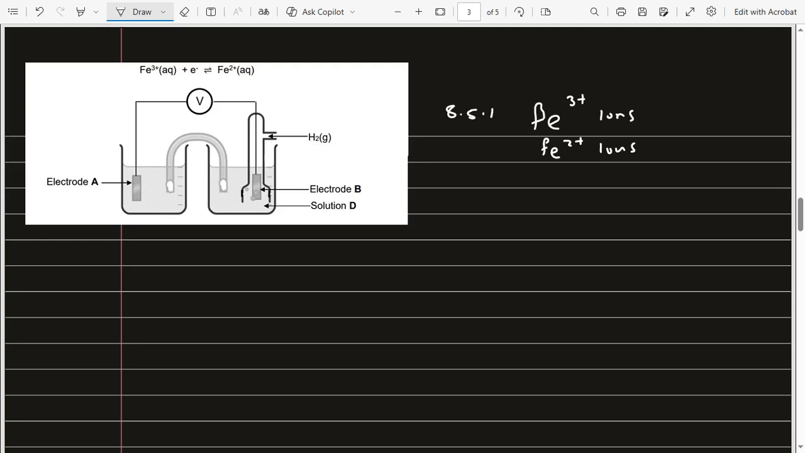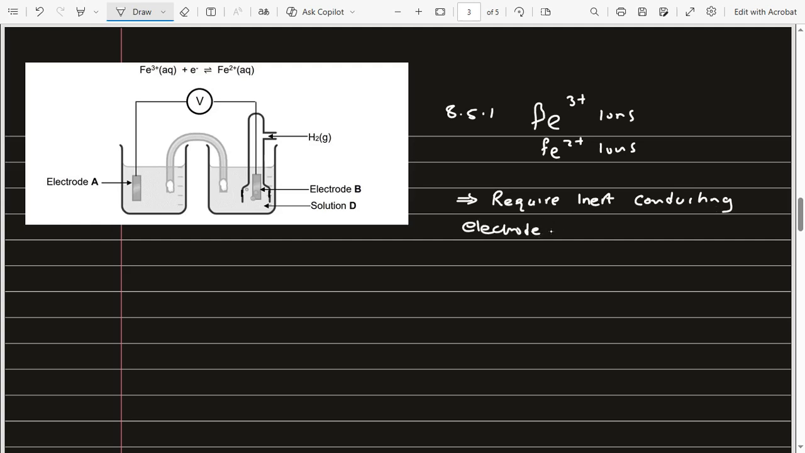Okay, so now we're going to determine the type of electrode required. Since there's no solid iron metal present, remember, because no metal participates directly in the reaction, an inert conducting electrode is required. So for this we require an inert conducting electrode.